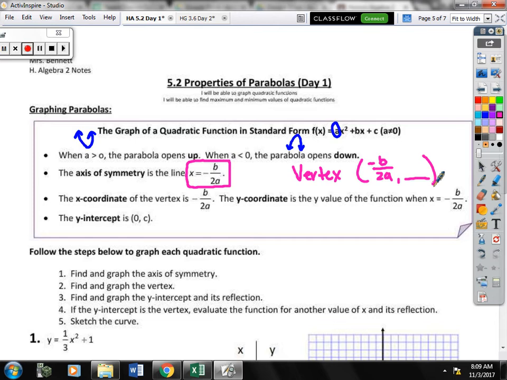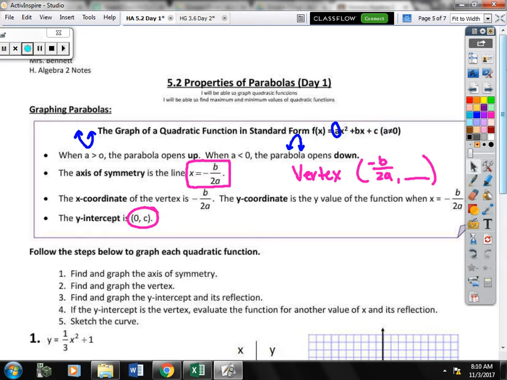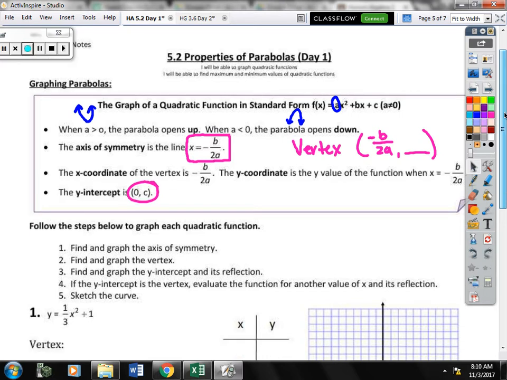They also tell you that the y-intercept is always going to be 0, comma c. Okay, and you can see that the c is the constant at the end of the function. And these are in standard form. We're also going to look later at graphing them when they're in vertex form. Just like how we had linear, we had slope-intercept, point-slope, and standard form, for quadratics we will have vertex form and standard form.